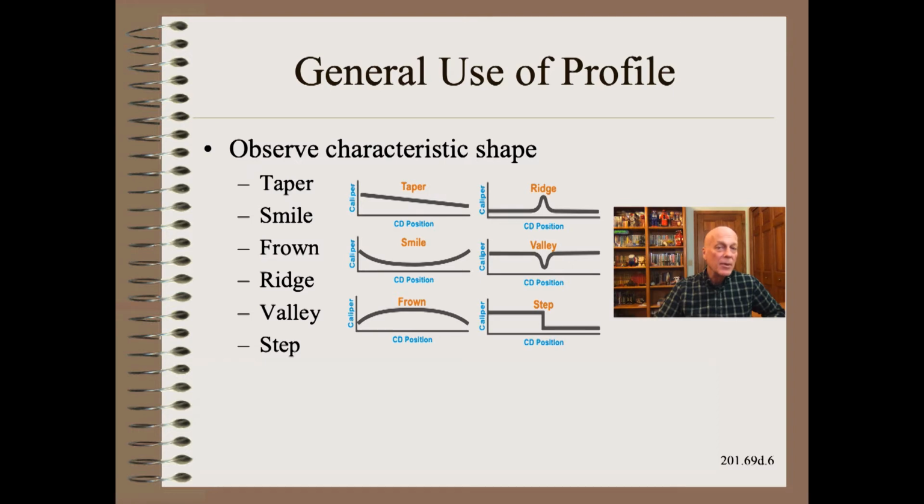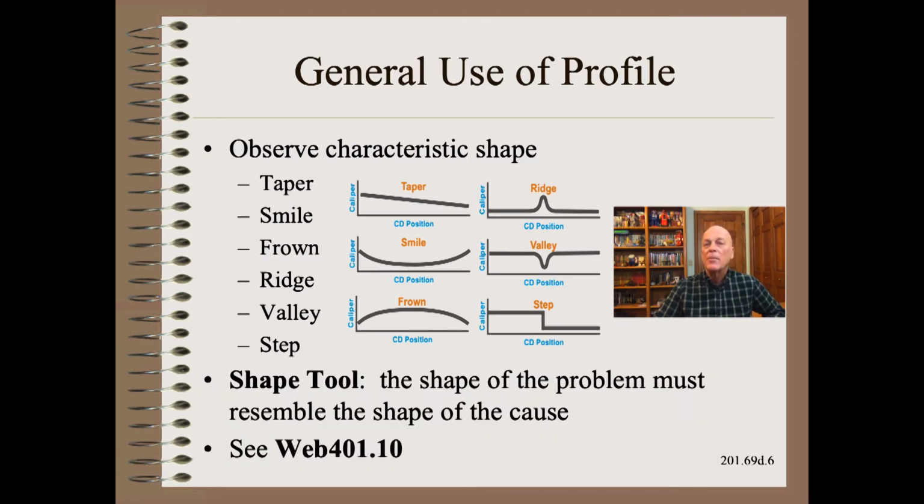Why this shape language is important is beyond mere simple communications with others. It is also essential for one of the most useful of screening tools. The shape tool says that the shape of the problem must resemble the shape of the cause. While I go into this in great detail with examples in my troubleshooting course, you can see an abbreviated version of this in my Web 401.10 clip on this All Web Handling channel of YouTube.